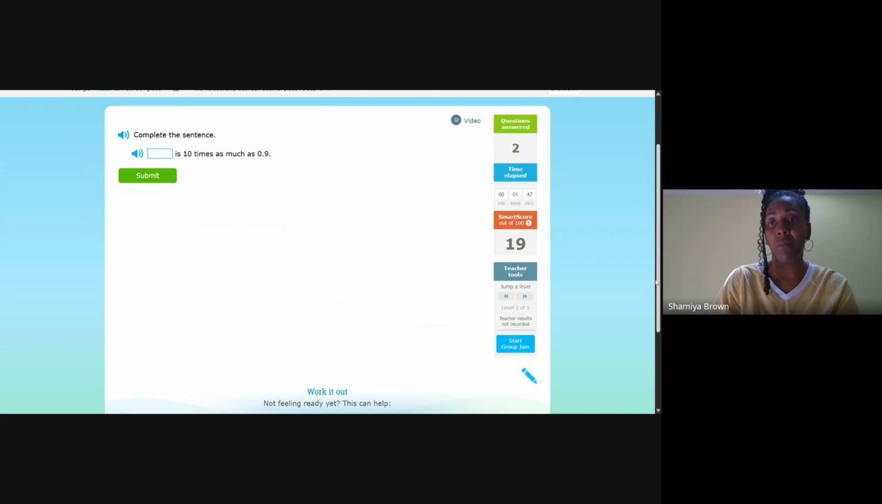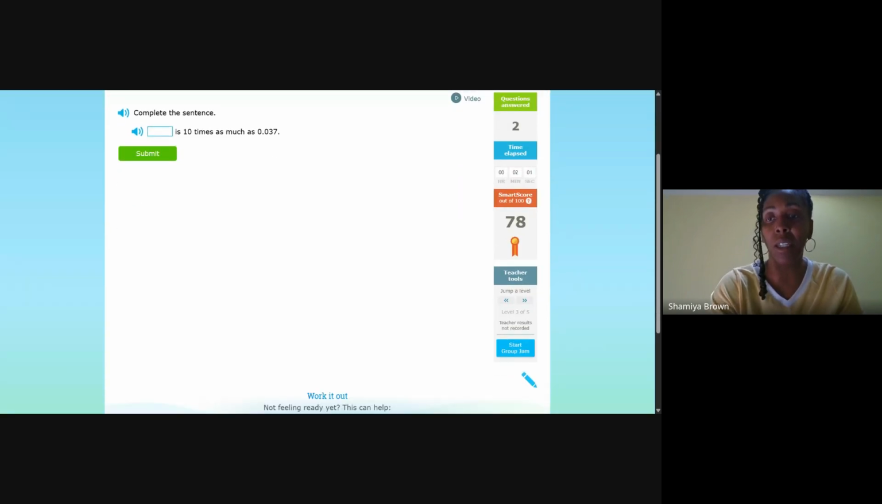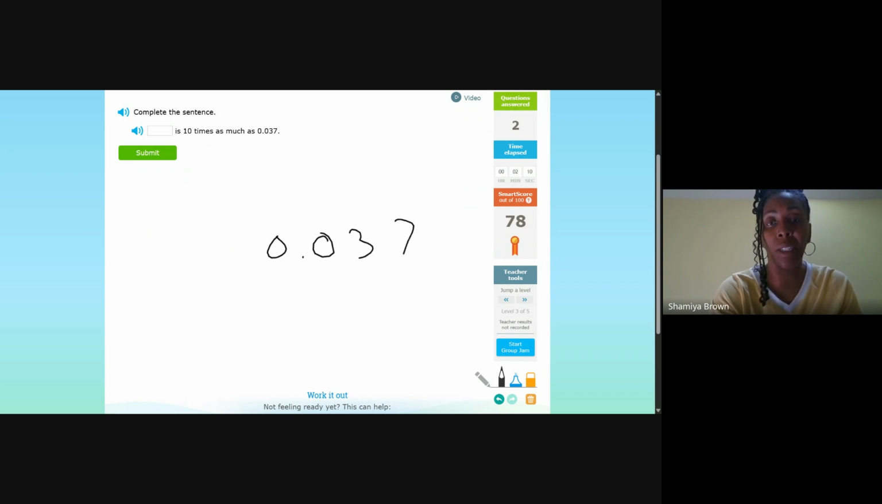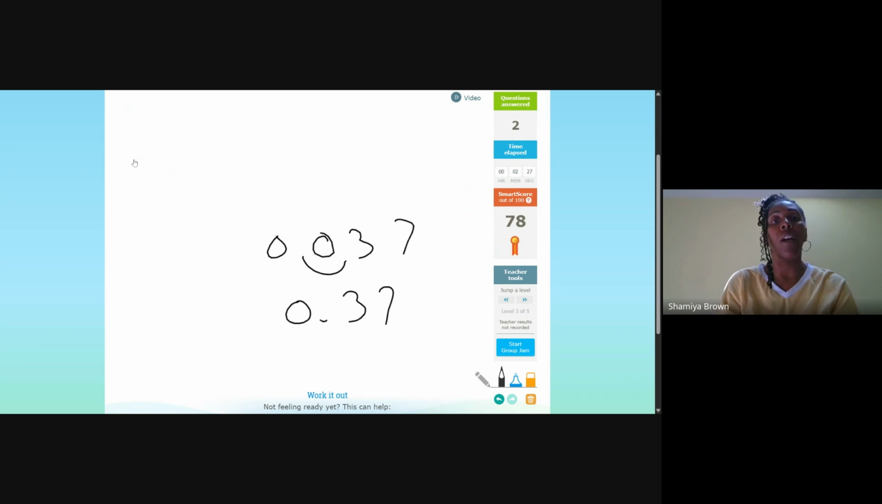So I'm going to skip a level, see if it'll get any harder. So it says blank is 10 times as much as 37,000. So still same thing, finding a number that is 10 times more than this number. So I'm basically moving my decimal over one time. So that's going to give me 3,700 instead of 37,000. So 0.37. All right, so this is simple.